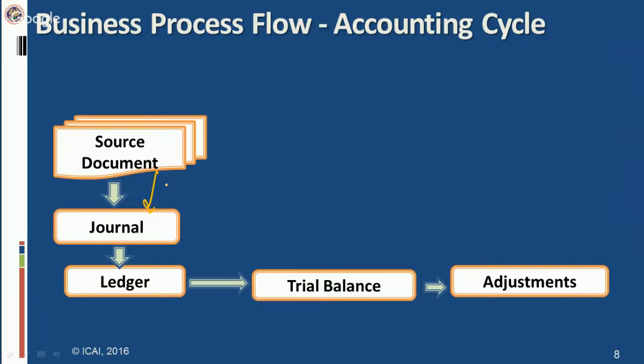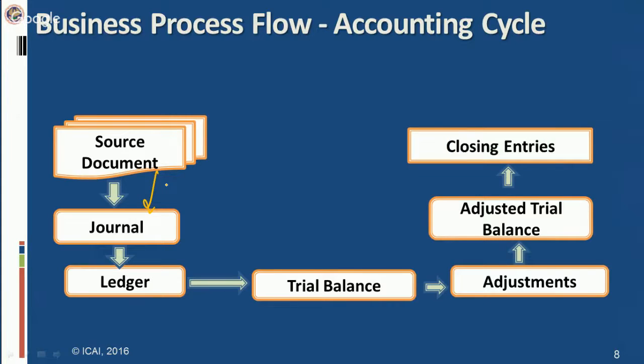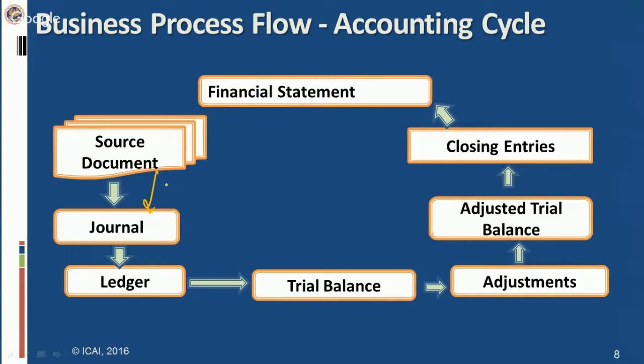Then comes the adjustments, wherein appropriate adjustments will be passed. Then will come the adjusted trial balance. This will be finalized post adjustments. Then comes the closing entries, wherein the appropriate entries are passed to transfer accounts to the financial statements. And lastly, the financial statement would be generated, wherein the accounts are organized. So this is how we see that an accounting cycle will start from a source document and will give us a concluded report, which is a financial statement.